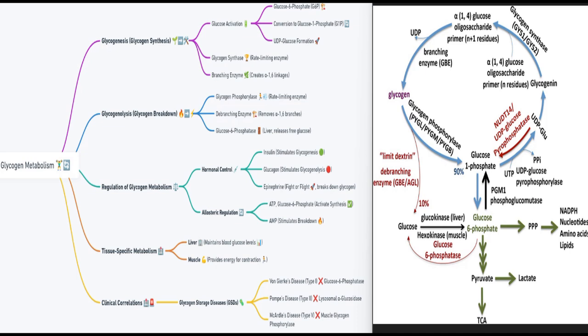That PPI is the second product of the reaction. Actually, the pyrophosphate is hydrolyzed to 2 inorganic phosphates by pyrophosphatase, and the hydrolysis is exergonic, ensuring that the UDP glucose phosphorylase reaction proceeds in the direction of UDP glucose production.